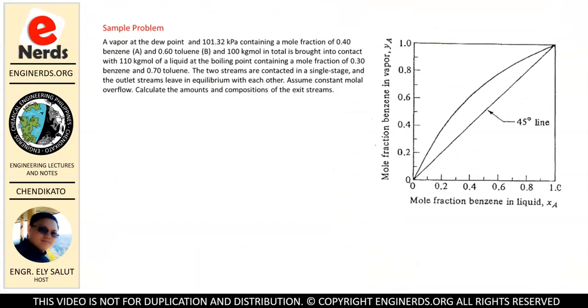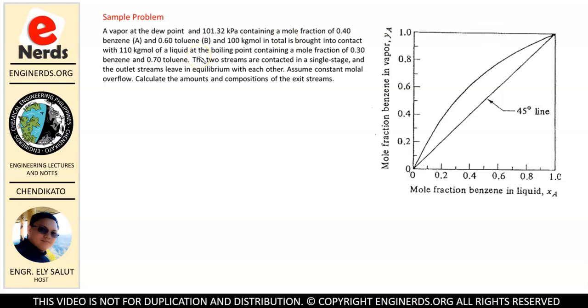So we have two components here, which is a benzene-toluene mixture. Okay? A vapor at the dew point and 101.32 kilopascal containing a mole fraction of 0.4 benzene, component A, and 0.6 toluene, component B, and 100 kilogram mole in total is brought into contact with 110 kilogram mole of a liquid at the boiling point containing a mole fraction of 0.3 benzene and 0.7 toluene. The two streams are contacted in a single stage and the outlet streams live in equilibrium with each other.